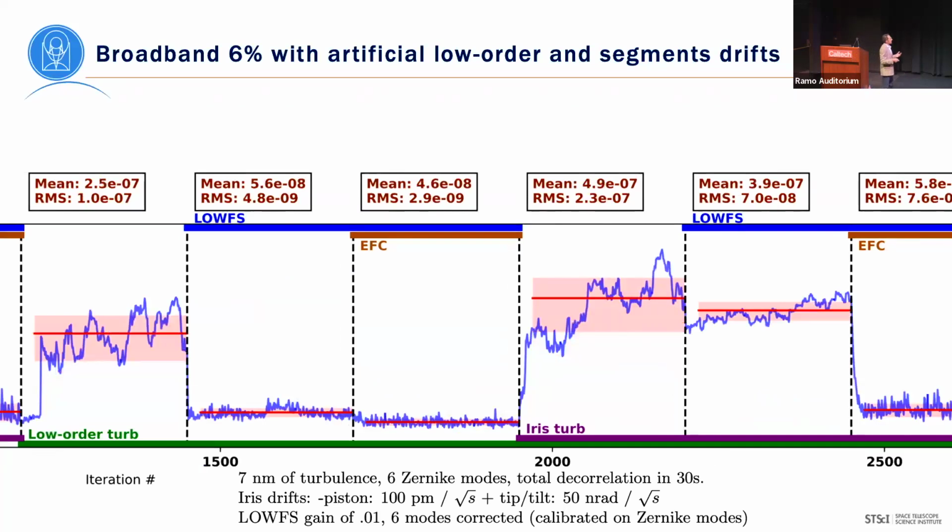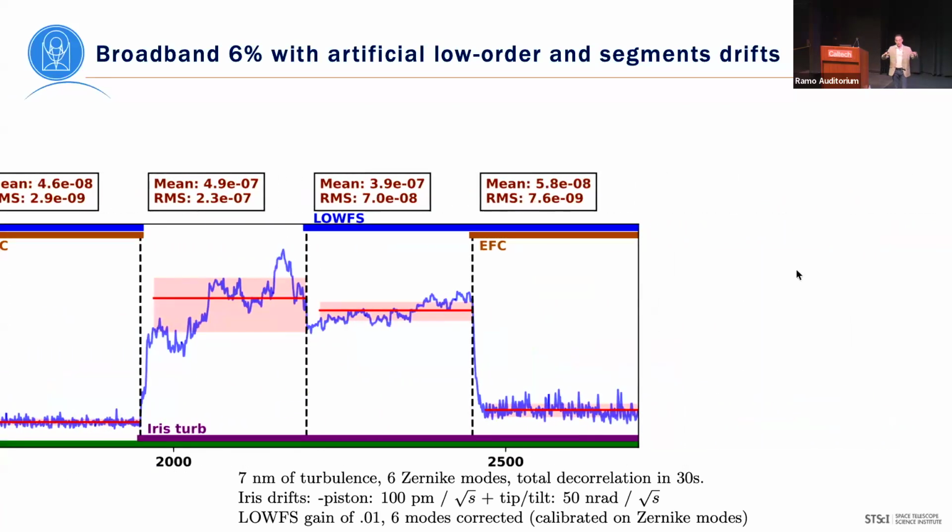And then we do everything at the same time, which is the nastiest thing we do. We do a random walk drift on the piston tip tilts, and we're adding these low-order drifts on top of that, running the 2 loops at the same time, and recovering the contrast below 6 10 minus 8.